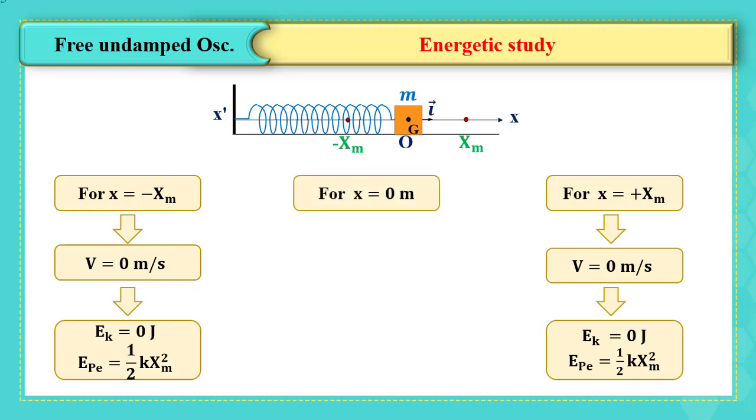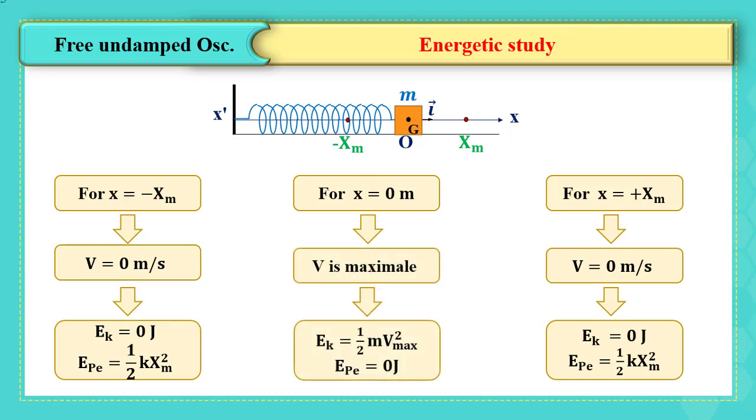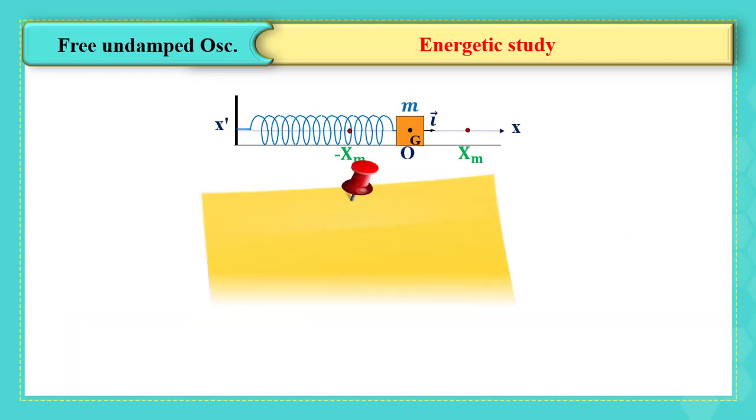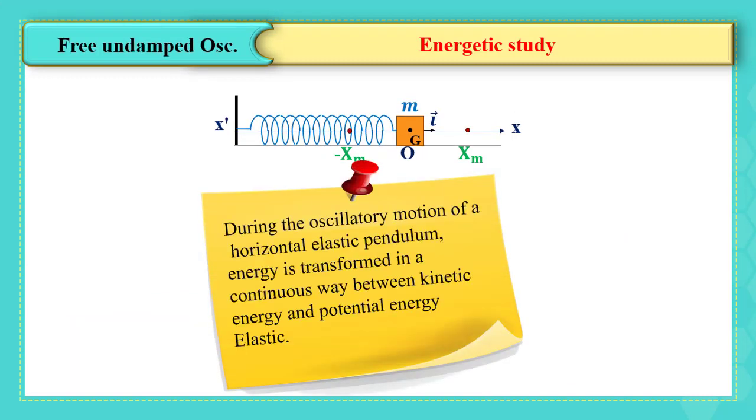While if x is 0, it means that v is maximal, and thus kinetic energy is maximal and the elastic potential energy is 0. We can see that there is alternating energy exchange between kinetic energy and elastic potential energy, where mechanical energy makes no change.